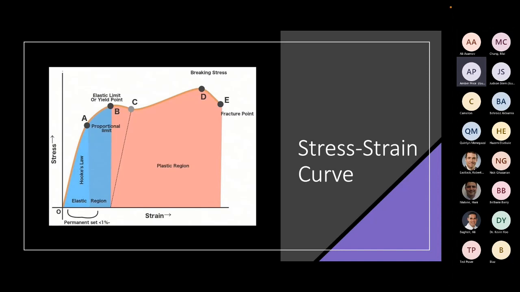stress is on the y-axis, the strain is on the x-axis, and you have this elastic region, and the elastic region is basically once a force is applied to a load, if the object returns to its normal shape and construct, it is considered to be elastic. So if you stretch a rubber band and it returns back to normal, then that would be the elastic region. Once it reaches a point called the yield point where it no longer returns to its normal shape, that is then the plastic region.